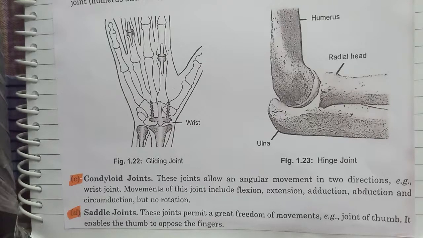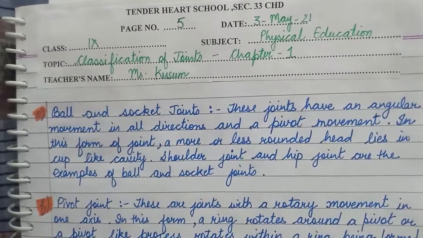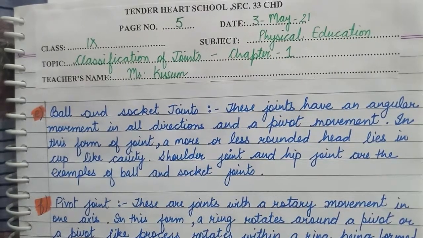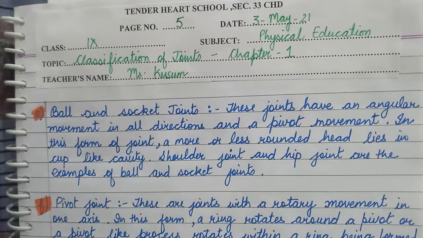Fourth, saddle joint. These joints permit a great freedom of movements. Joint of thumb. It enables the thumb to oppose the fingers. Ball and socket joint. These joints have an angular movement in all directions and a pivot movement. In this form of joint, a more or less rounded head lies in a cup-like cavity. Shoulder joint and hip joint are examples of ball and socket joints.